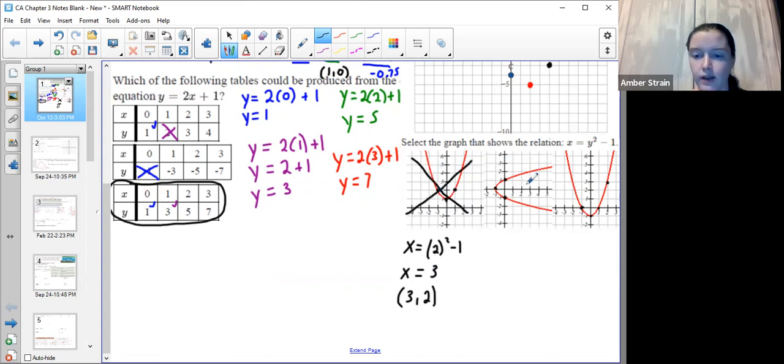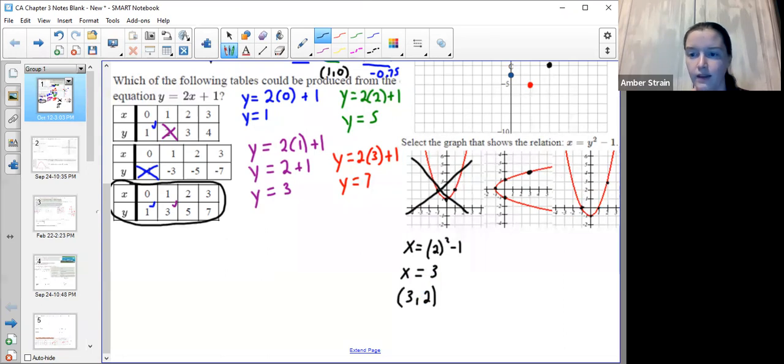So let's actually check our other ones. A y value of 2 should get an x value of 3. Oh, actually, I see that right here. A y value of 2 gets an x value of 3. Now this one's backwards.